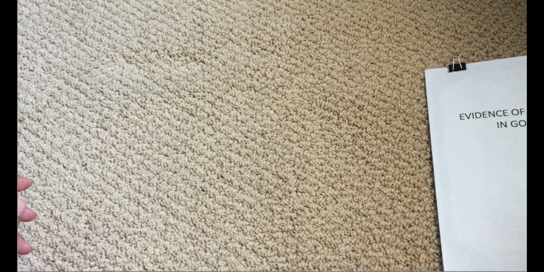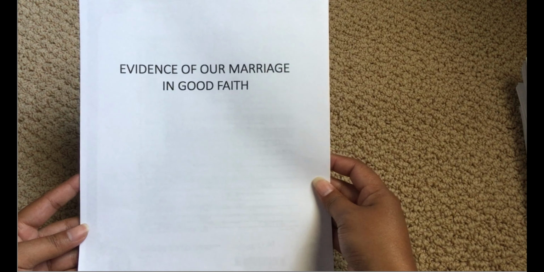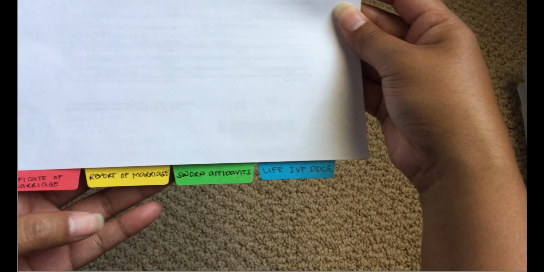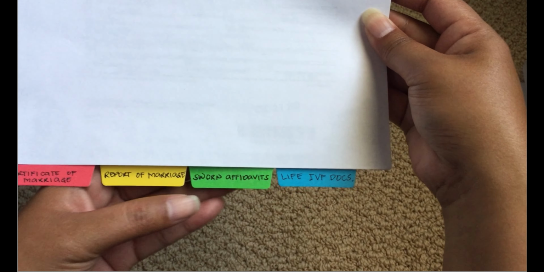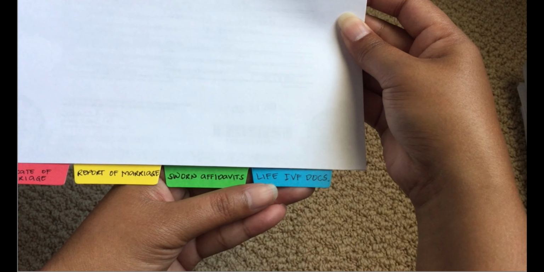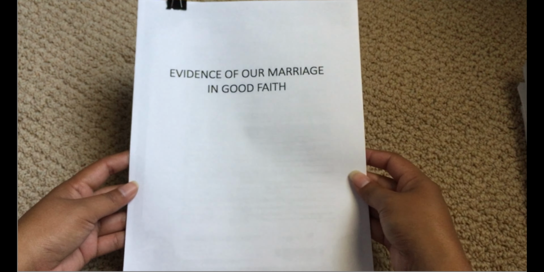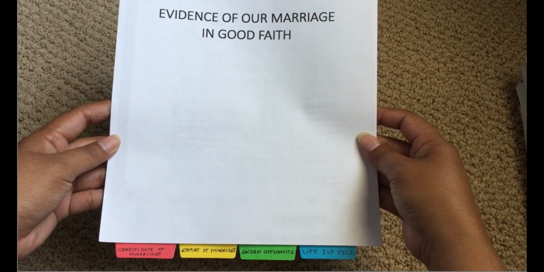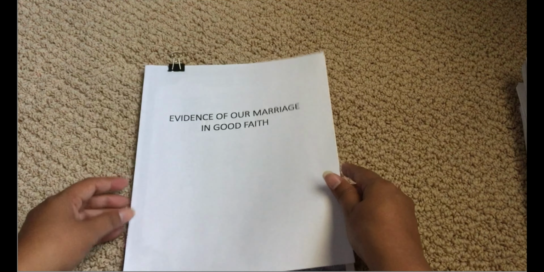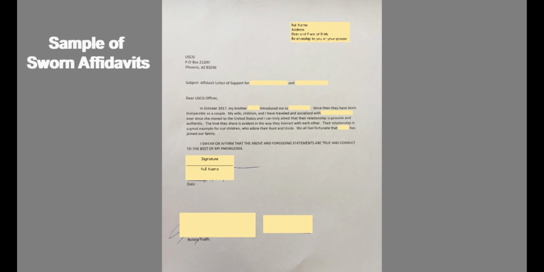Okay, next is my clip of evidence of our marriage in good faith, and these are the contents. These are the certificate of marriage, report of marriage, the sworn affidavits, and the live-in documents. Okay, so this is a sample of the sworn affidavits that we submitted, and this is from my brother-in-law.